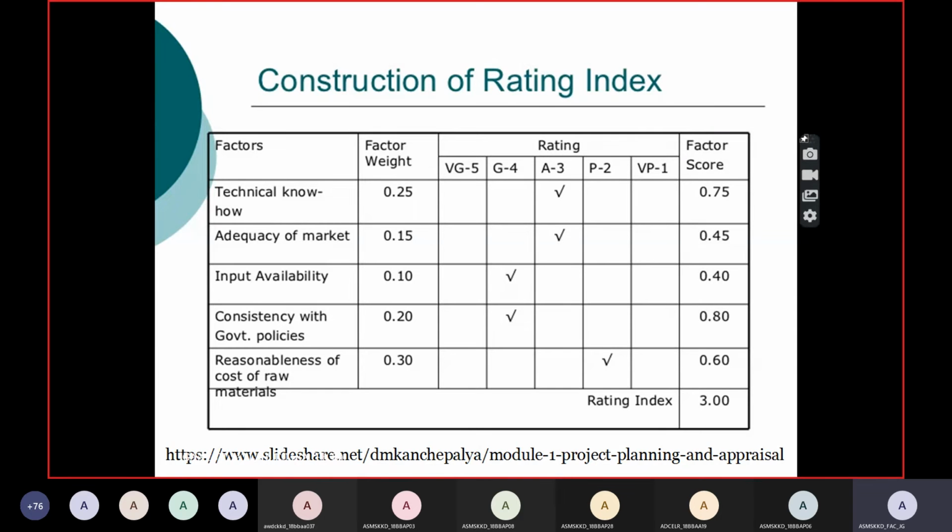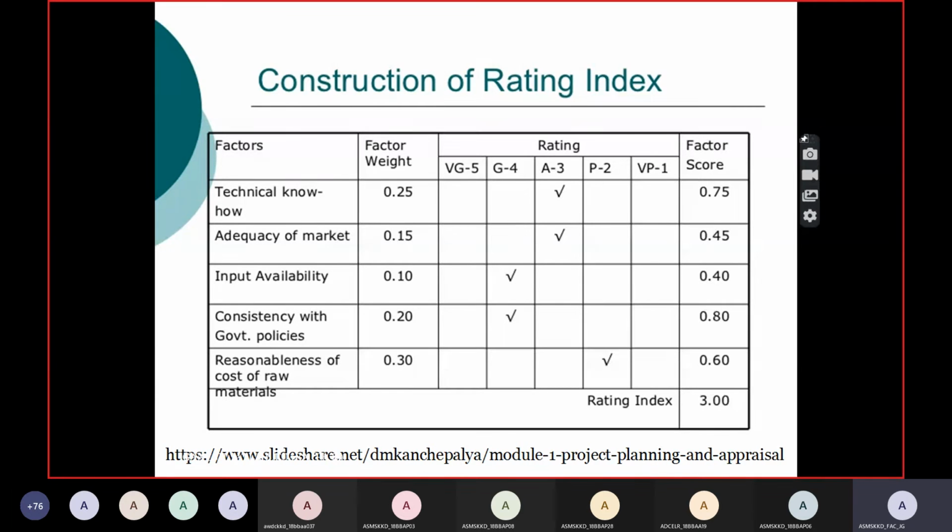So for each individual project factor, we have given a weight. For example, technical know-how is 0.25 because we require technical knowledge, adequacy of market 0.15, input availability 0.10, consistency with government policies 0.20, and reasonableness of cost of materials 0.30. So these are the weights. Now you give the rating. For technical know-how you are giving 3 points, adequacy of market 3 points, input availability 4 points, consistency with government policies 4 points, reasonableness of raw materials 2 points.